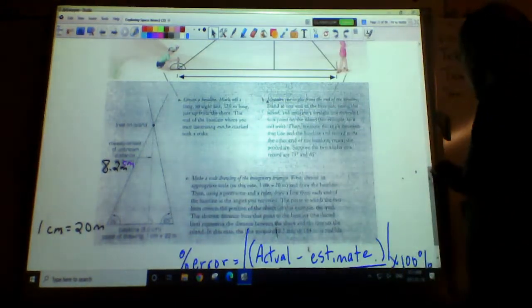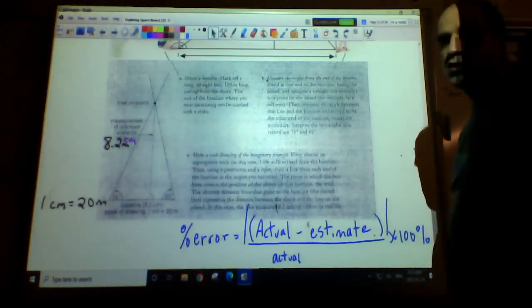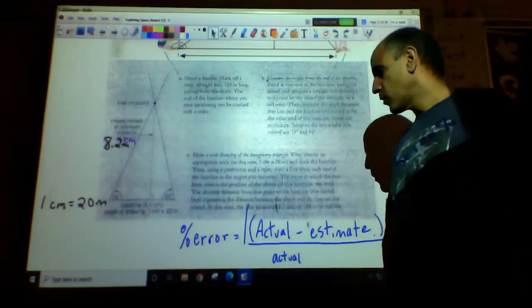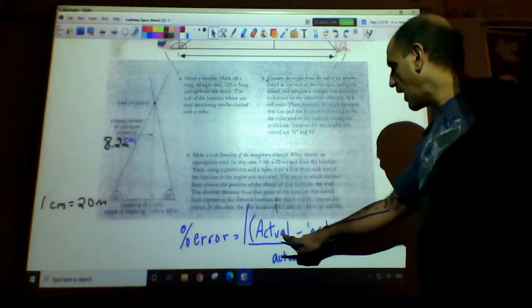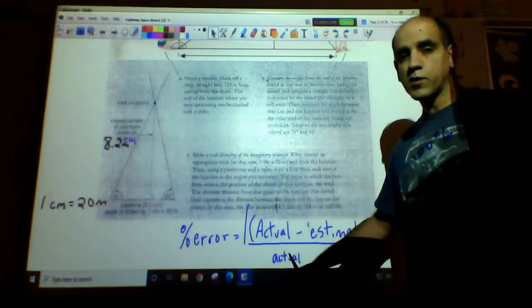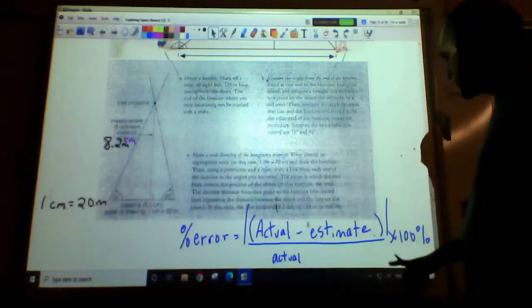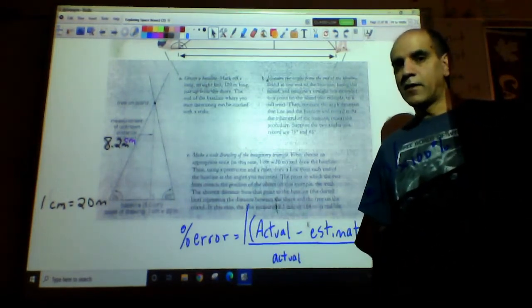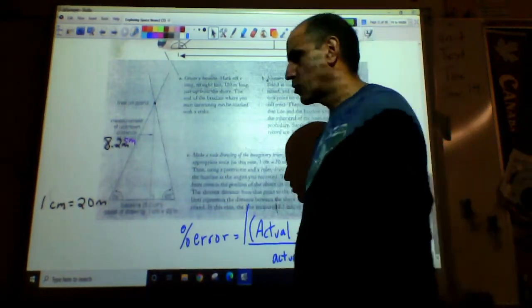There's also a formula for percentage error that I want you to learn to use this year, because you're going to be using it next year in science quite a bit. Percentage error is equal to the absolute value of actual minus estimate, so it doesn't matter whether it's plus or minus, divided by what's supposed to be, times 100%. All right, now let's go ahead and see how this works in real life.